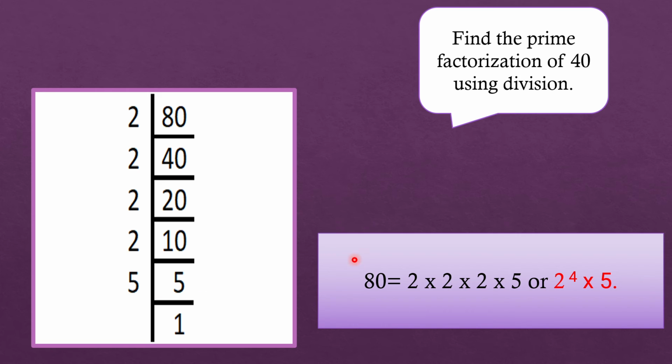So the prime factorization of 80, we can write this as what you call the multiplication sentence. You can write it this way: we have 2 times 2 times 2 times 2 times 5. Or we can say 2 to the 4th power times 5.